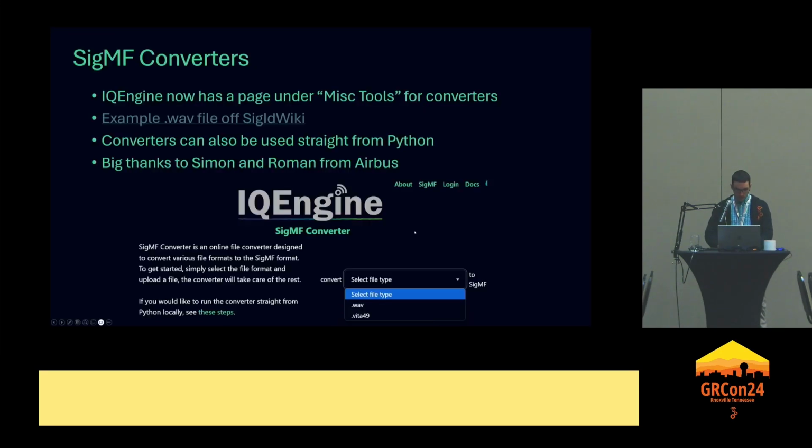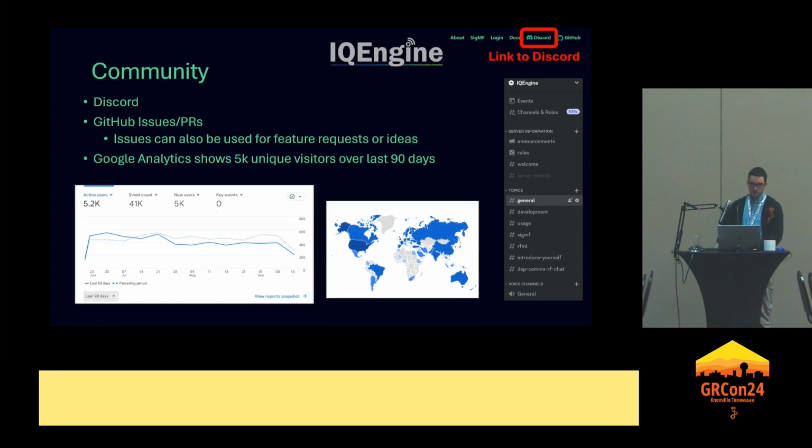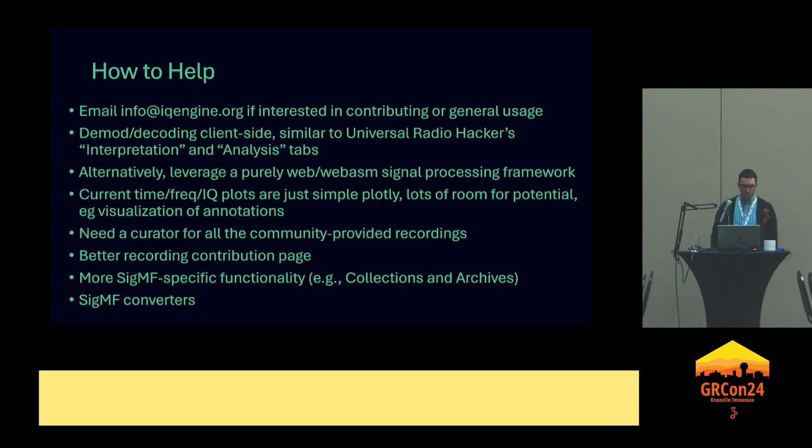All right. Lastly, there's a Discord channel for the community, in addition to the GitHub issues and PRs. We have Google Analytics running on IQEngine.org. It's only really checking that someone went to the site; it's not looking at the specifics, but I've got some screenshots here of those statistics. Quite a few unique users every month. And as far as how to help, if you're interested in contributing anything major, definitely email info@iqengine.org to get some conversations started.